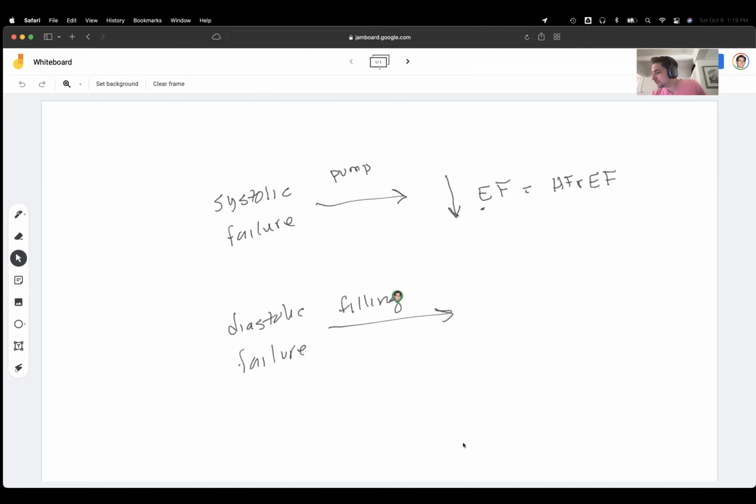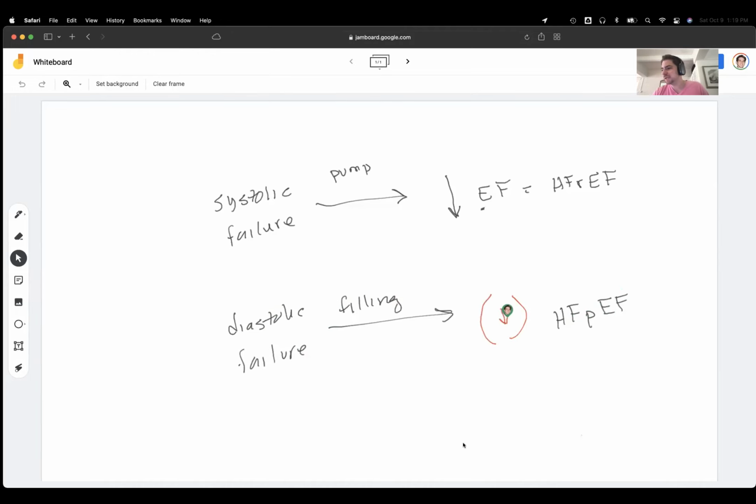Now, if I told you that you had heart failure but a preserved ejection fraction, you'd be like, well, okay, I mean, then I'm getting the right amount of blood out, right? No, that's not what's happening. The problem is that the heart is filling with less blood.